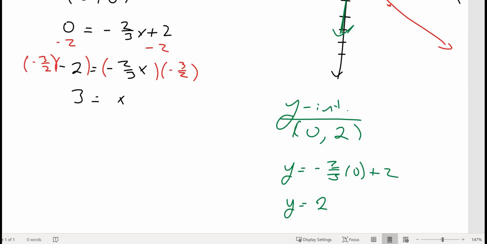Sometimes it'll ask for the point. Sometimes it'll say like, well, when y equals 0, x equals, and then you just fill in the blank. Okay? Or it may just ask, hey, what's the y-intercept? And then you can put in the ordered pair.